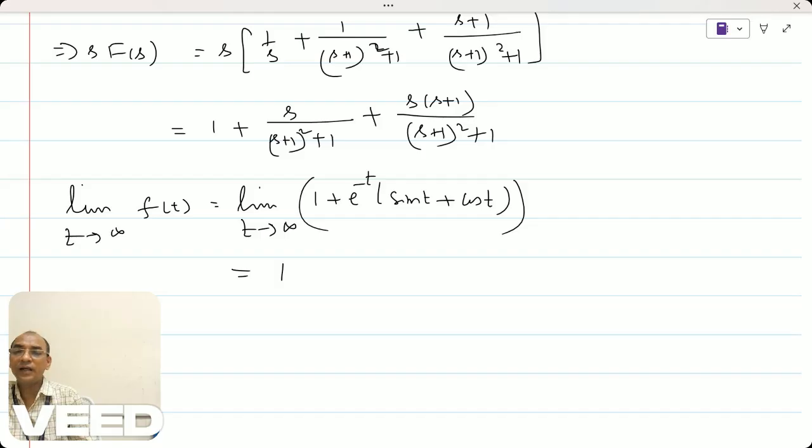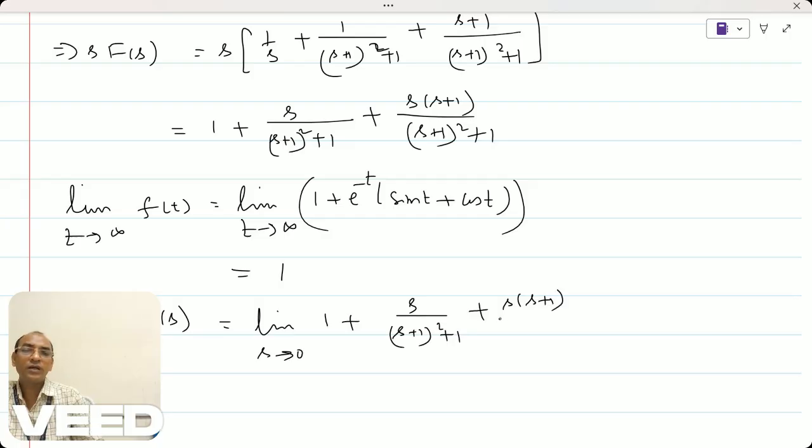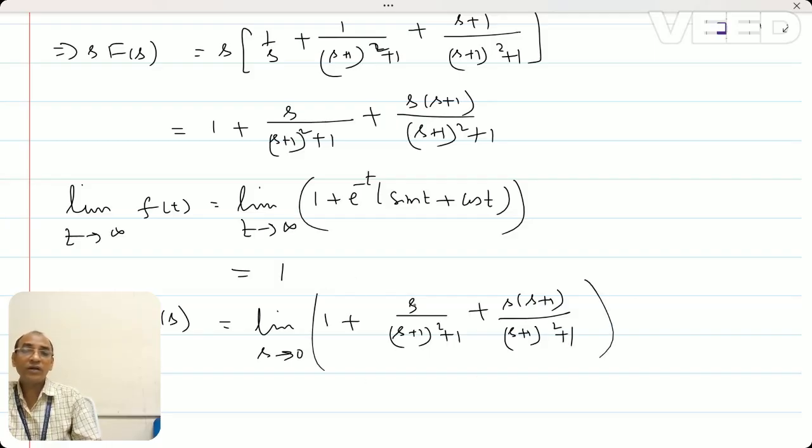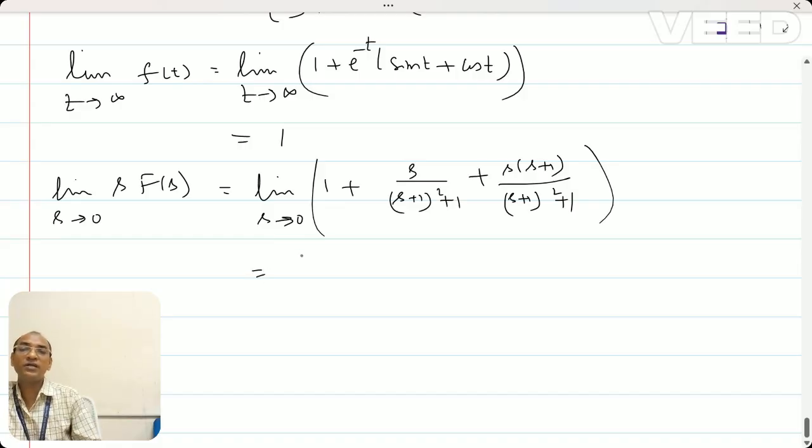Now I will take the limit as s tends to 0 of s into F of s, which is the limit as s tends to 0 of 1 plus s by (s plus 1) whole square plus 1 plus s into (s plus 1) divided by (s plus 1) whole square plus 1. Now if you take the limit, the limits of all the terms exist. Nowhere are we getting 0 by 0, infinity by infinity, or any such form, so we will not do any change. We will put s equal to 0 everywhere. If I put s equal to 0, 0 by something will be 0, and again 0 by something will be 0. And so finally the limit will be 1.